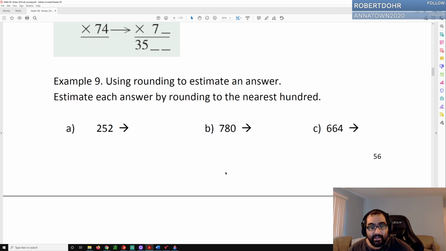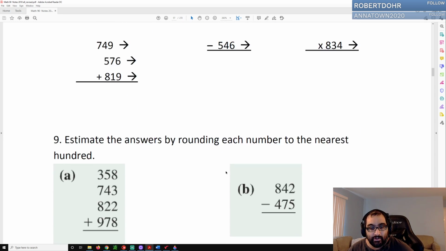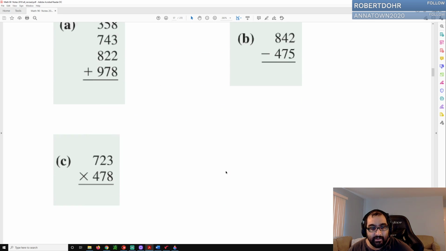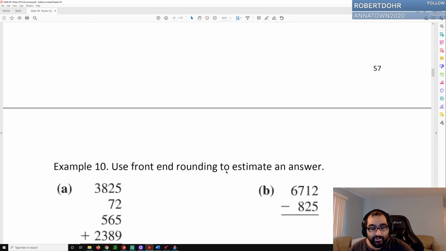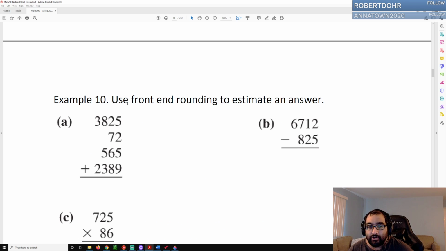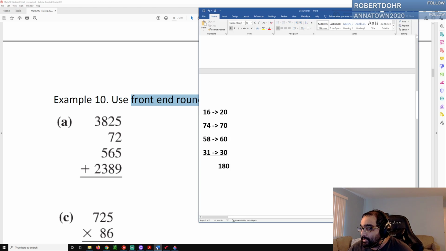Okay. Next, we're gonna go ahead and do a couple more examples here, but in this particular case, we're gonna do what's called front-end rounding. Now, for front-end rounding here, what exactly does that mean? Well, let's go and see what we're working with here.